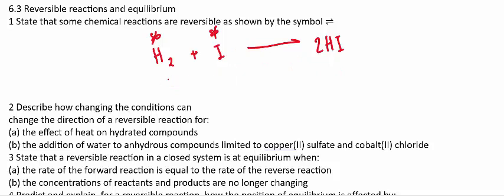So this reaction, when we write it down, we write the equation like this. The arrow is like this. So this is called a reversible arrow, reversible reaction. Hydrogen and iodine are the reactants. Hydrogen iodide is the product. But then the product can change back to the reactant again.